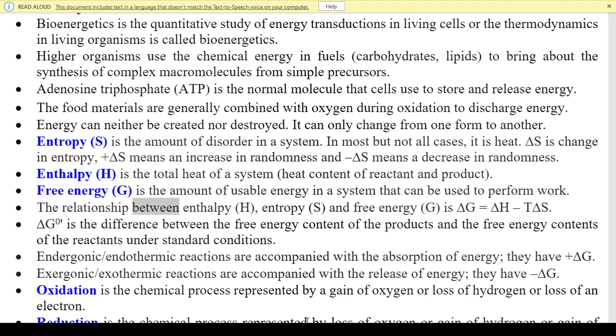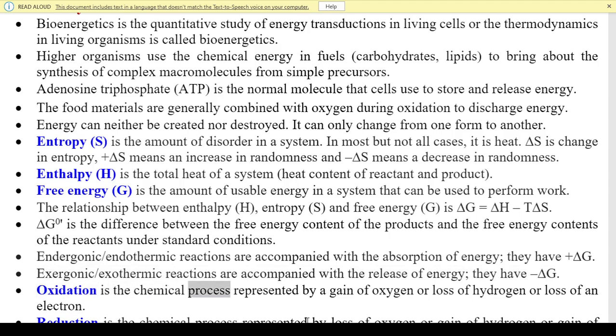The relationship between enthalpy, H, entropy, S, and free energy, G, is G equals H minus TS. ΔG0 is the difference between the free energy content of the products and the free energy content of the reactants under standard conditions. Endergonic/endothermic reactions are accompanied with the absorption of energy; they have plus ΔG. Exergonic/exothermic reactions are accompanied with the release of energy; they have minus ΔG.